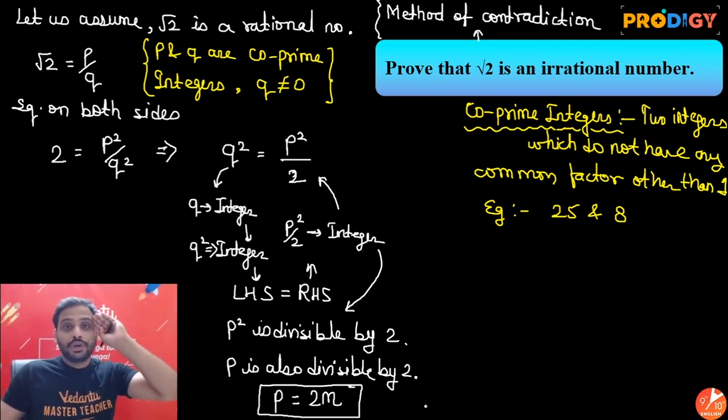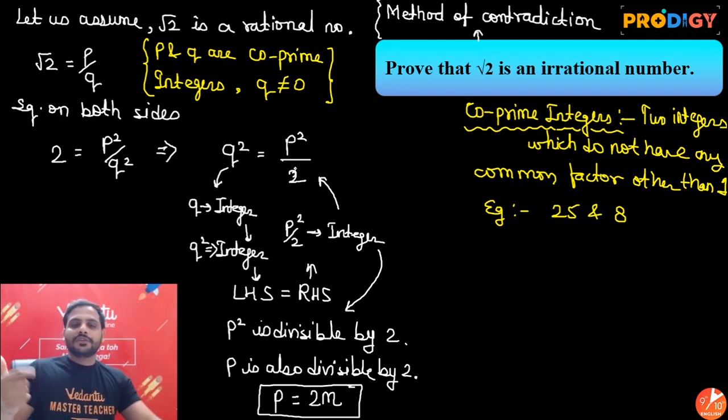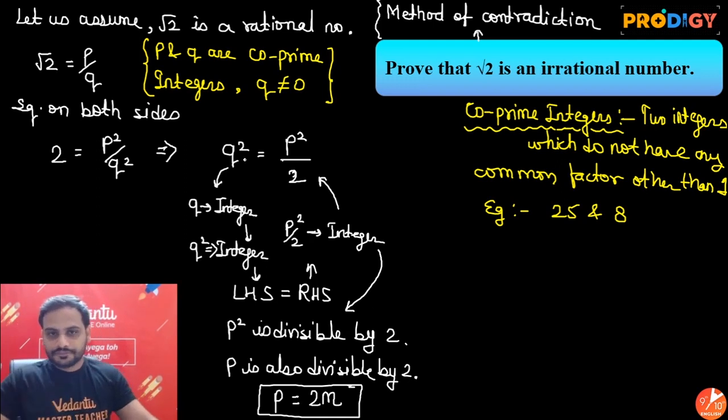I'm not telling you to write everything, I'm just making you understand each and every step. Your teachers will directly say, from here, q square is p square by 2, next step, p square is divisible by 2, p is also divisible by 2. But I am telling you in detail what all has happened over here. Now same thing, let's move ahead.